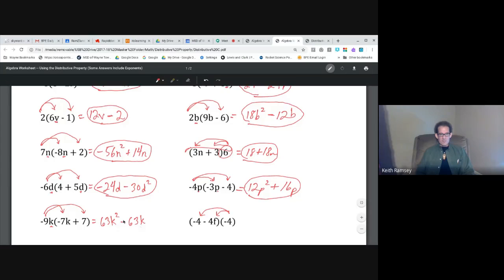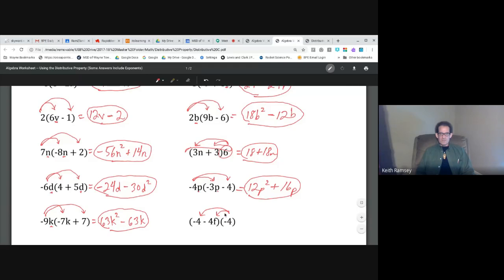They both have a k, but one has this exponent 2, and this one doesn't. So I can't combine these. I just stop there. This one was the one that looked kind of backward because this 4 is over here, but you still distribute the same way.